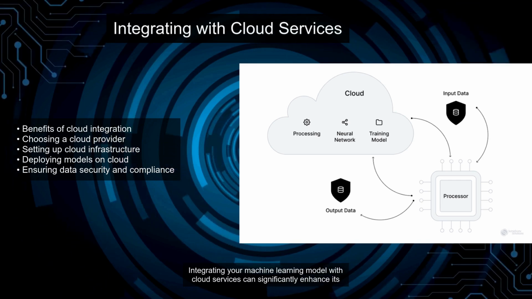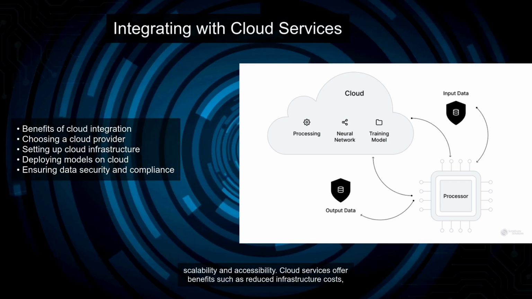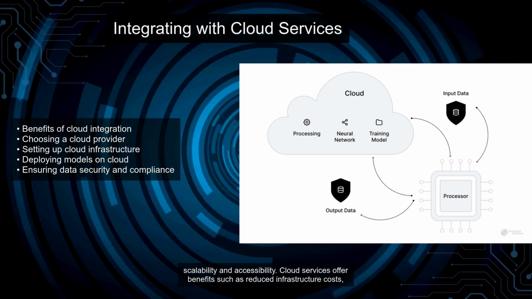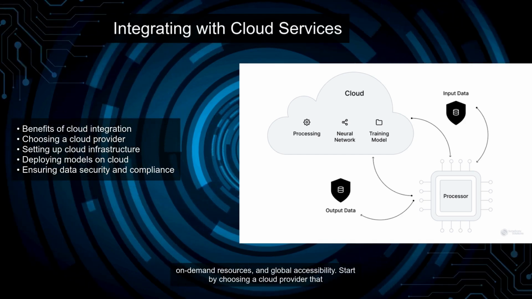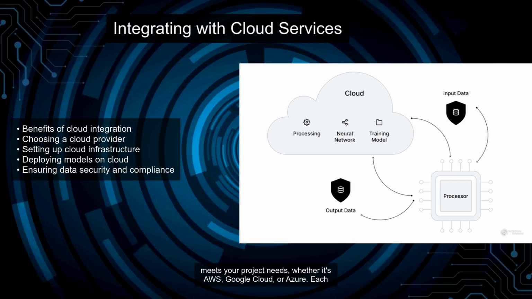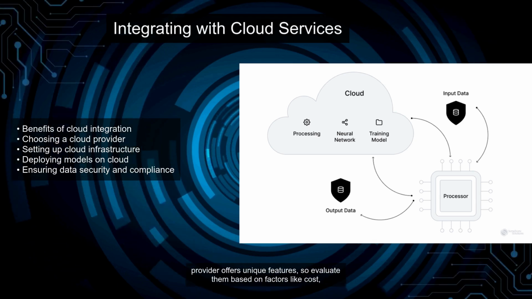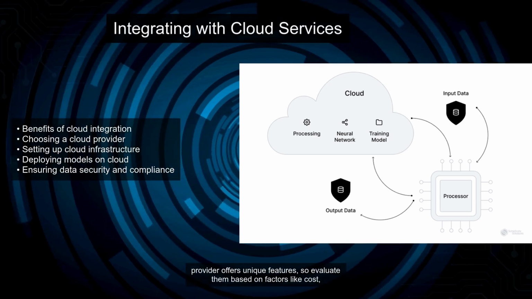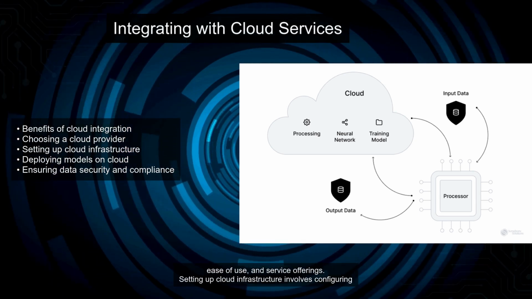Integrating your machine learning model with cloud services can significantly enhance its scalability and accessibility. Cloud services offer benefits such as reduced infrastructure costs, on-demand resources, and global accessibility. Start by choosing a cloud provider that meets your project needs, whether it's AWS, Google Cloud, or Azure. Each provider offers unique features, so evaluate them based on factors like cost, ease of use, and service offerings.